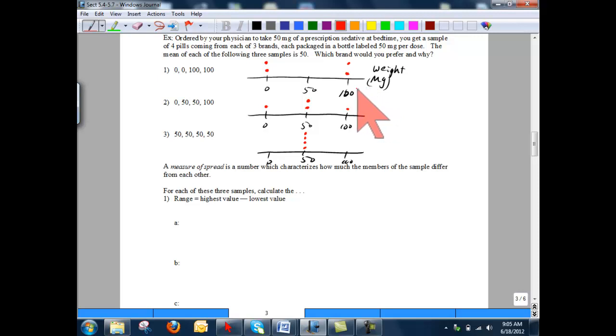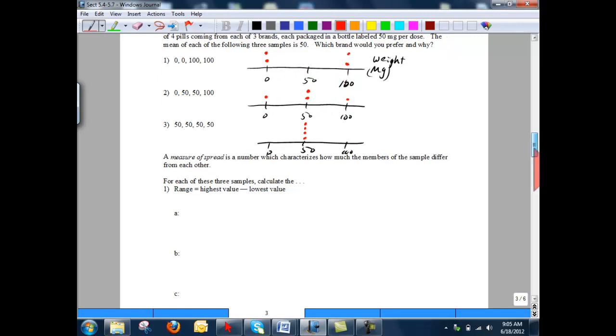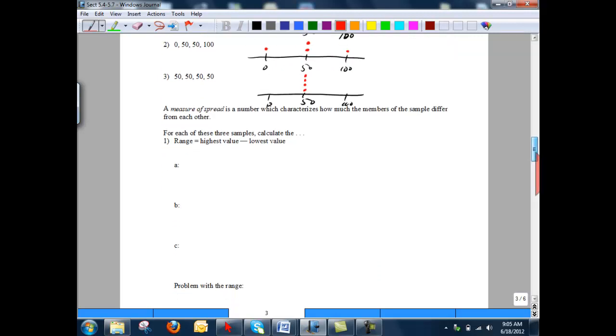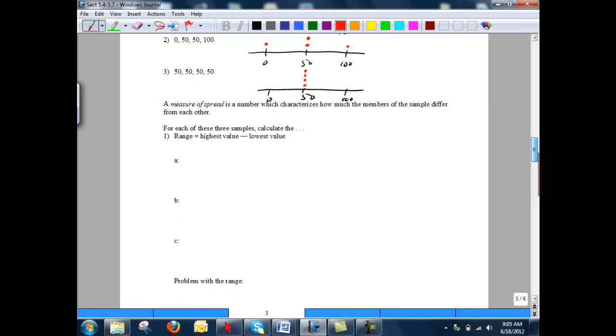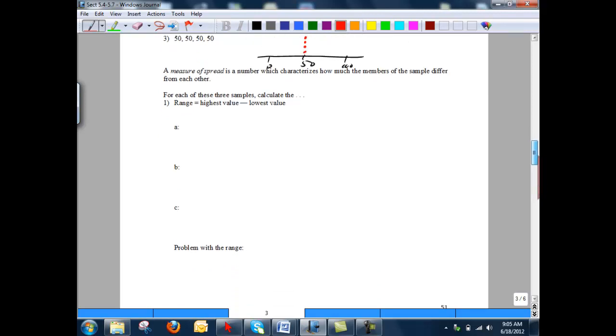But there's different amounts of variation involved here. Here, in fact, there's no variation. Everything is stacked right where it's supposed to be, whereas in the first example, there's a lot of variation. Instead of things being at 50, they're spread out around that point. Let's talk then about how to measure that spread, measure of spread or a measure of variation.